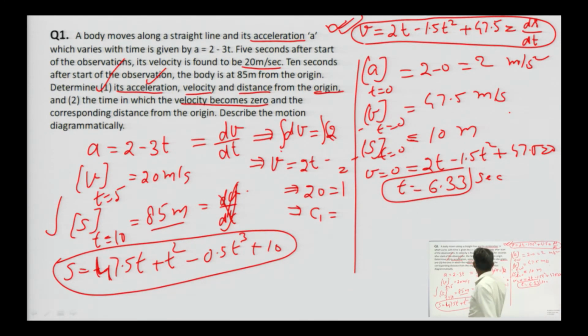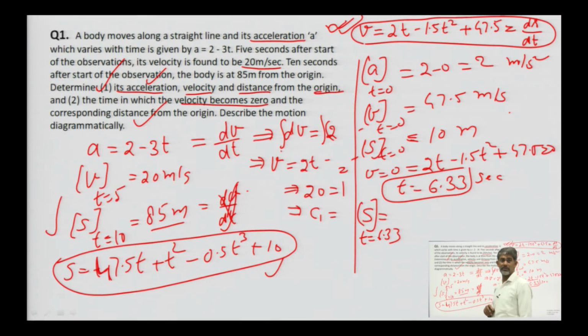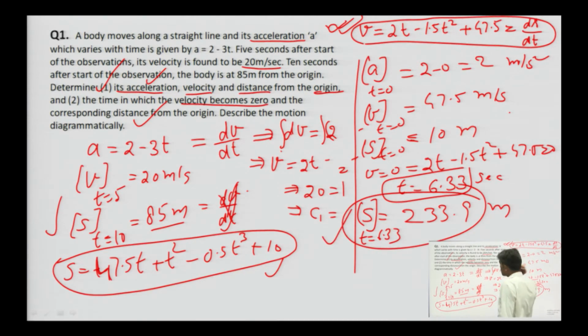So, the time in which the velocity becomes 0, and the corresponding distance from the origin. t is known to you. So, what will be the corresponding distance? So, S at t equal to 6.33. How will you calculate? Put this value in this equation to get the value of S, and by putting it you will get 233.9 meter.